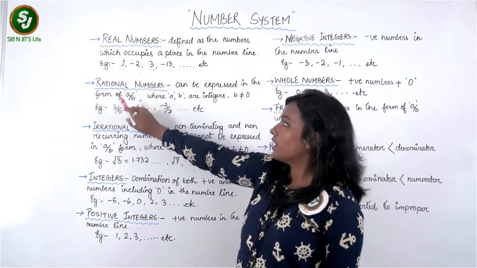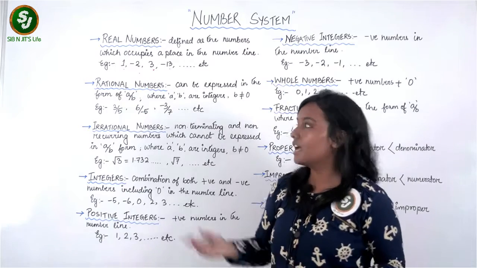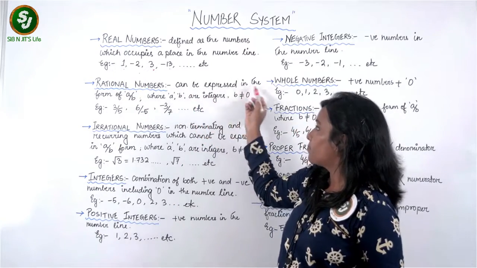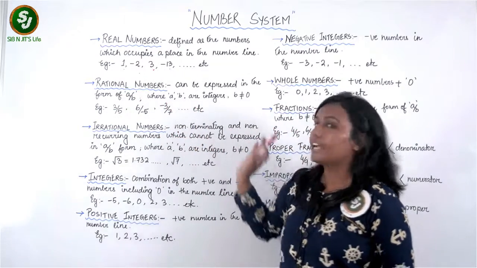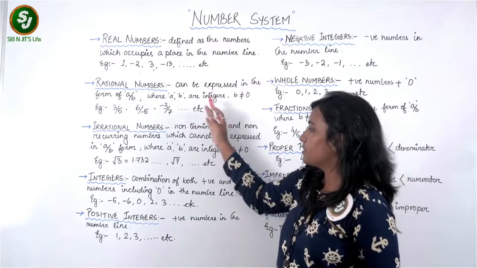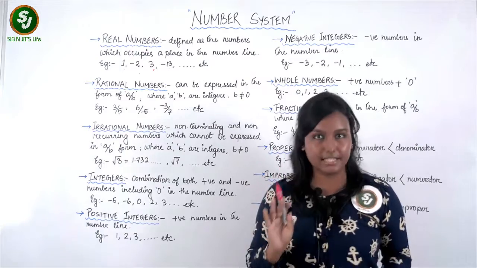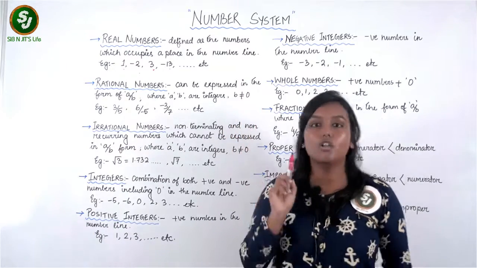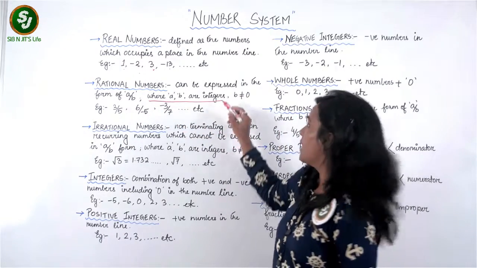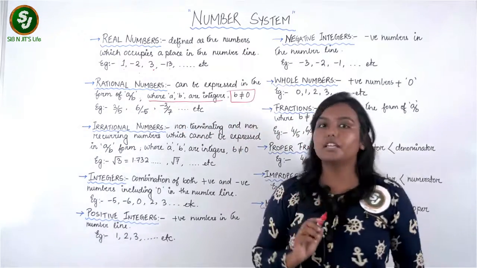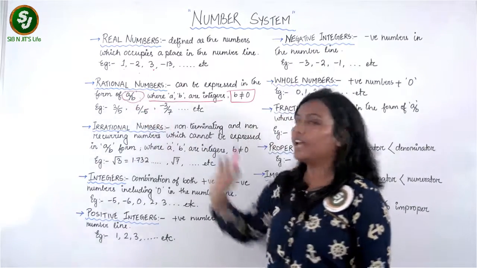Moving on to the next one, rational numbers. So what are these rational numbers? Numbers which can be expressed in the form of a by b, where a and b are integers. What exactly integers are will come a bit later, but please do keep in mind that a and b are both integers and b should not be equal to 0. These are very important points. a and b are integers and b should not be equal to 0. And the form that you have to keep in mind is a by b.